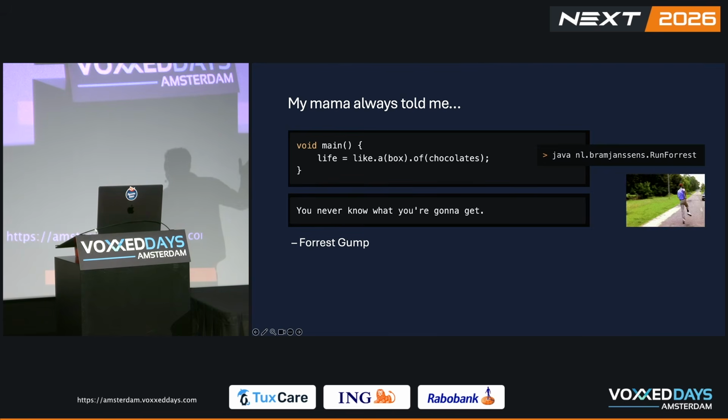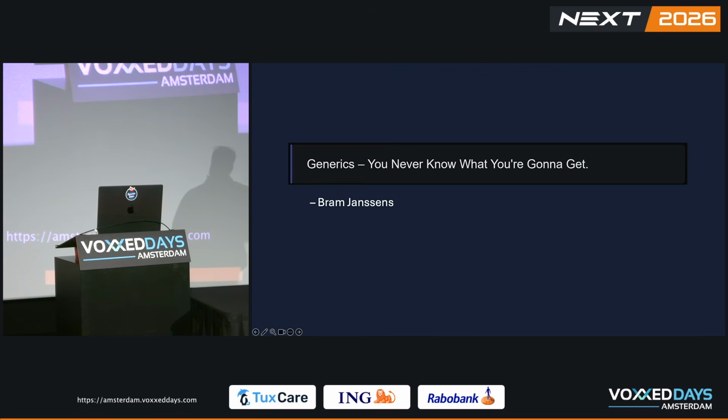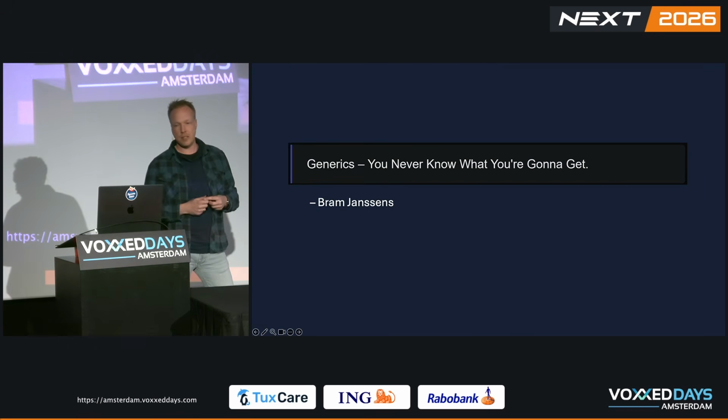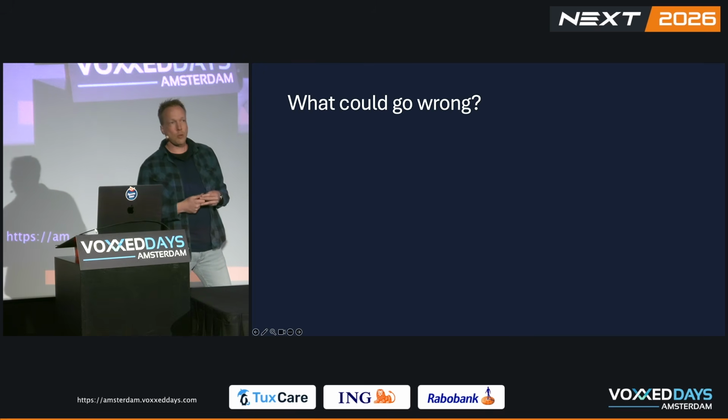And this is actual code. You can really run it, and then you get this in the console. So this quote inspired me, and I rephrased it a little bit into generics. You never know what you're gonna get. And it inspired me to write an article about it and give a talk about it. But what could go wrong with generics?